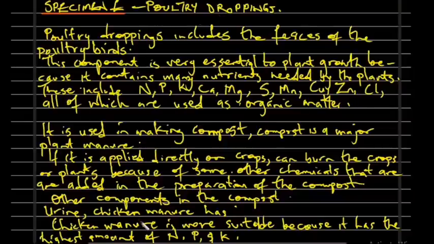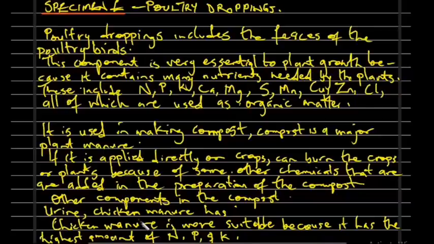Talking about the poultry dropping, we're actually talking about waste that is released by poultry birds or poultry animals, particularly the fowls. So the feces of the fowl is what we are looking at for specimen A. Now this component is very essential, and the reason why it is being studied is because we need to understand its agricultural use. Agriculturally, this particular specimen is very essential to plants, basically because it contains majority of the nutrients that the plants need for normal growth.